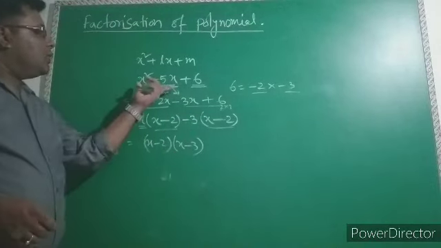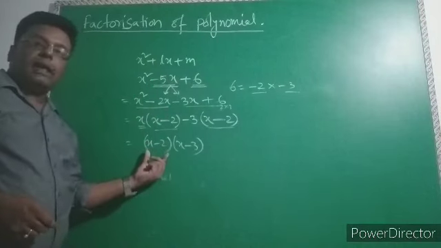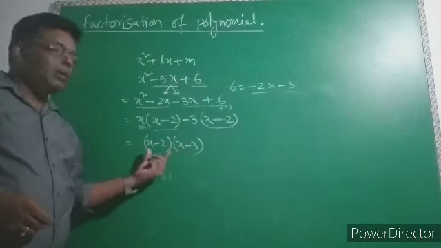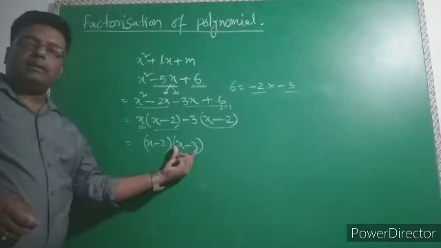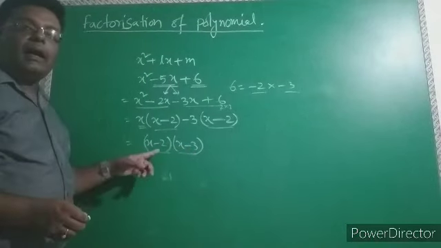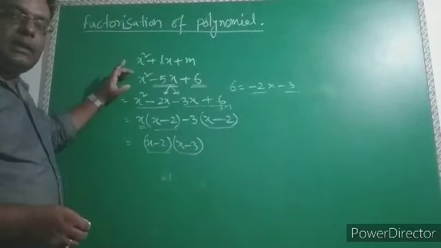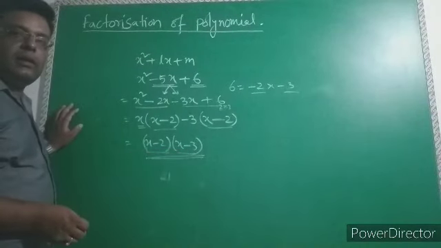So we express this x square minus 5x plus 6 as a product of two terms. One is x minus 2, another is x minus 3. That is, x minus 2 and x minus 3 are the factors of this. So this process is called factorization, splitting the middle term.